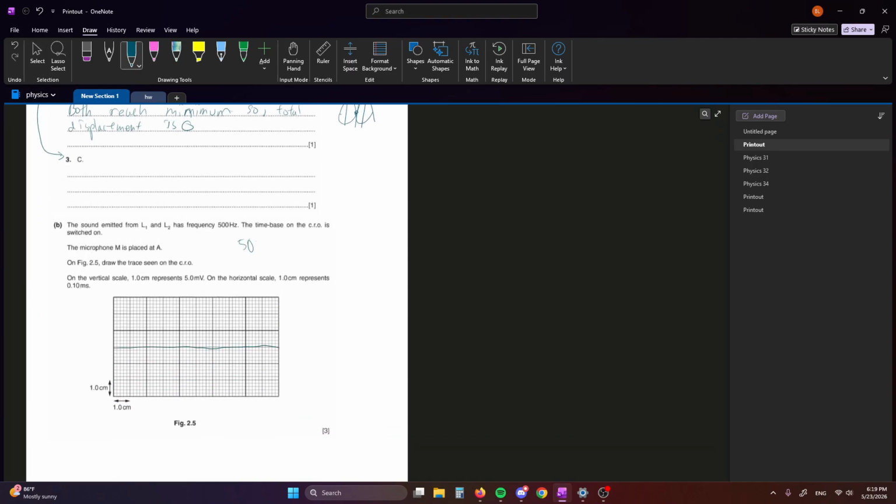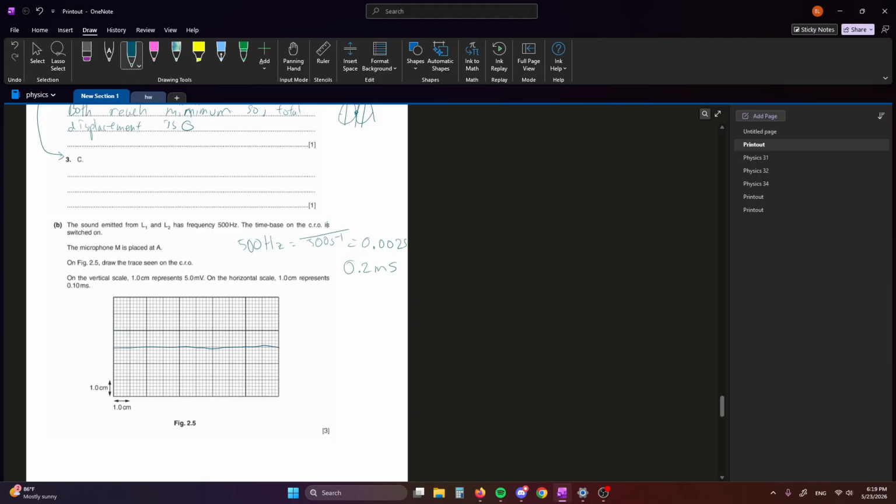So 500 hertz is equal to 500 second negative 1. So then we're gonna take the reciprocal of this. We should get 0.002 seconds. And then we convert this into milliseconds, 0.2 milliseconds. So for 2 centimeters, it should be 1 wavelength. So I believe it should look something like this.